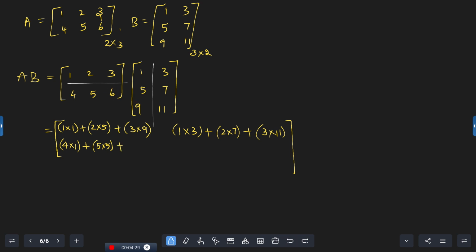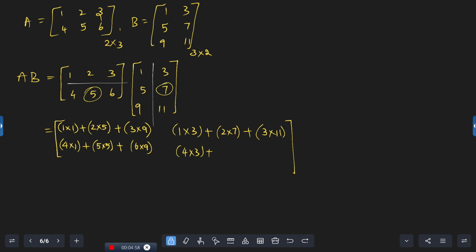Third element to third element, what will you get? 6 into 9. That's it. Here also the elements are over. When all elements are over, we have to go to the second column. Same row, we have to multiply with the second column. For the second column now, leave the gap. For each column, we have to leave a gap, right? So that is 4 into 3, 4 multiply 3. When I go to the second element, you should put a plus.